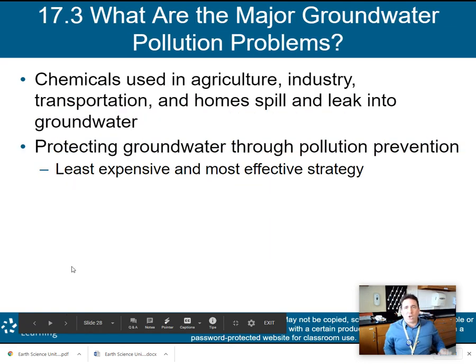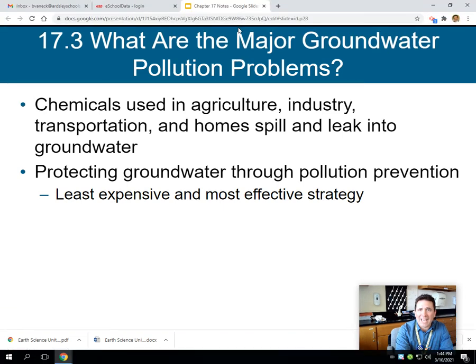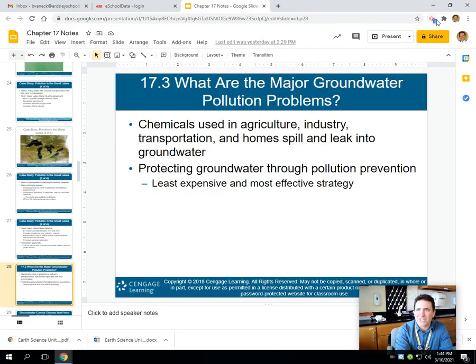What are the major groundwater pollution problems? I think we're going to start the second part. Again, there are about 60 slides here. We did 27. I think this is a good place to drop off. So in part 2 of my lesson on chapter 17, water pollution, we'll start talking about groundwater pollution problems. But for that, you'll have to wait a little bit. So I'll see you for part 2.